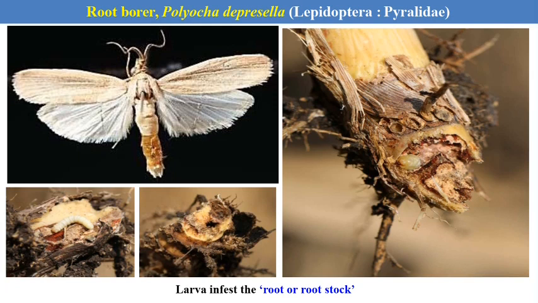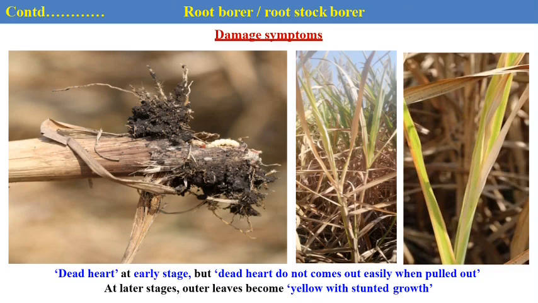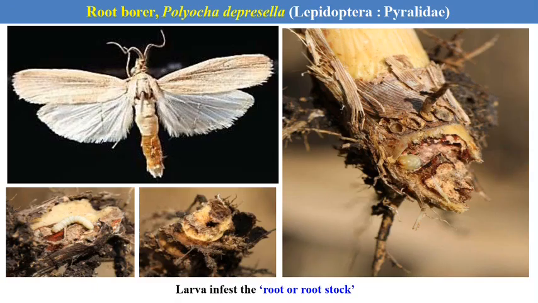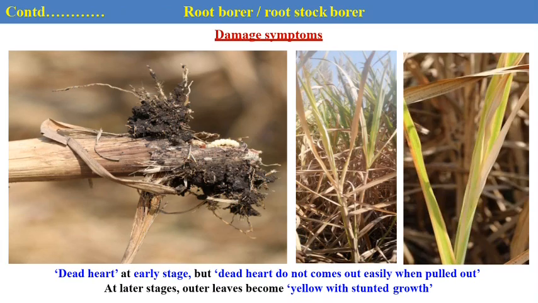The last borer is the root borer. The name itself indicates that it attacks the roots, but this pest is a subterranean pest, hence it attacks from the soil. It is a lepidopteran pest, hence the larva or caterpillar infests the root or root stalk. After hatching, egg laying takes place in the soil, on the ground, or on the stem.